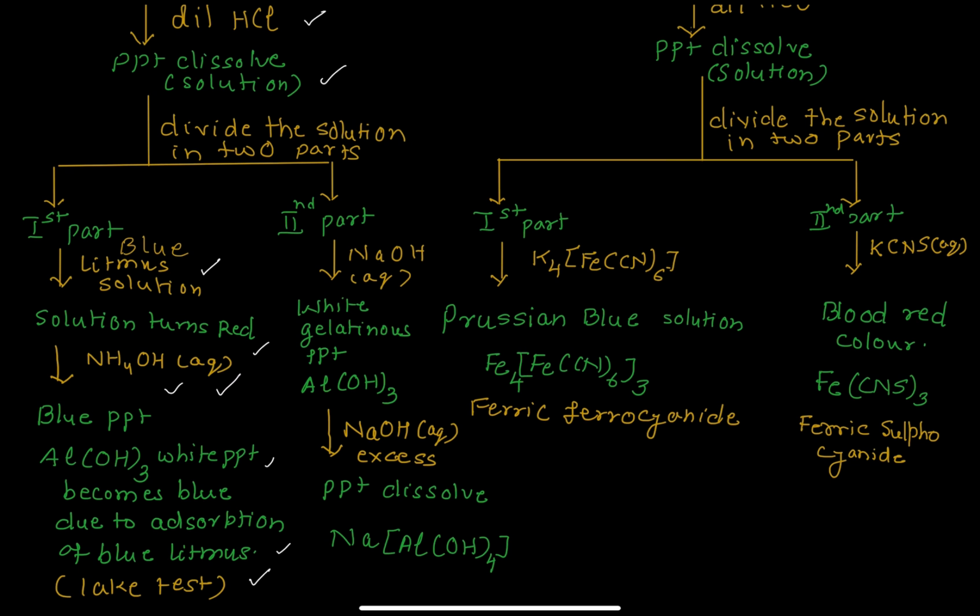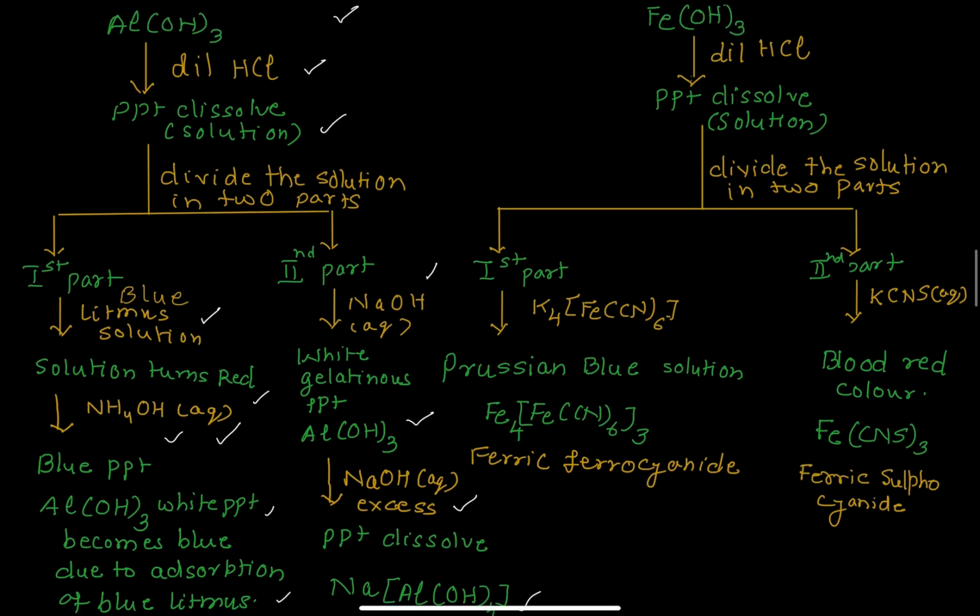Now to the second part of the solution, add sodium hydroxide solution. White gelatinous precipitate of aluminum hydroxide will be obtained. After adding excess sodium hydroxide solution, the precipitate dissolves due to the formation of sodium tetrahydroxyaluminate, and this confirms the presence of Al3+ ion in the given salt. This second test is based on the amphoteric nature of aluminum hydroxide. It is soluble in HCl as well as in sodium hydroxide, and in this way we can confirm the presence of Al3+ ion in the given salt.